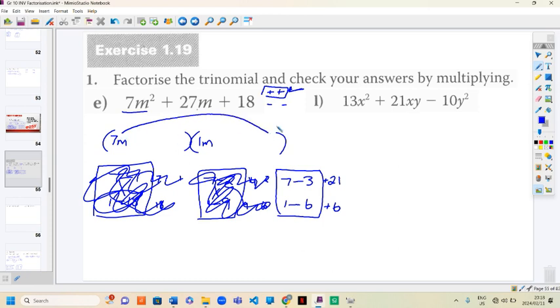So I'm going to go from the two outers, so 7m multiplied by the furthest one, the furthest multiplied with the furthest one, so the two furthest numbers. So 7 times 3, and it's positive 3 this time. 7 times positive 3 is positive 21.